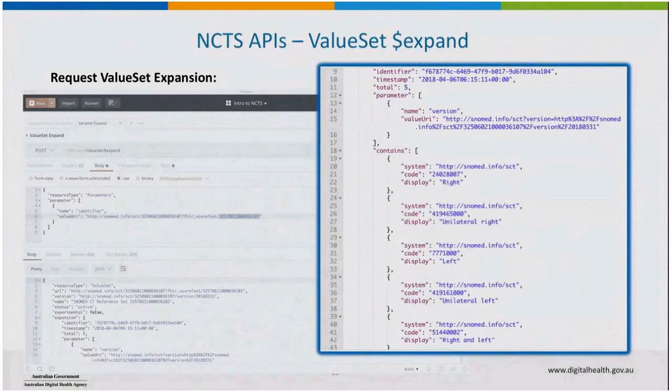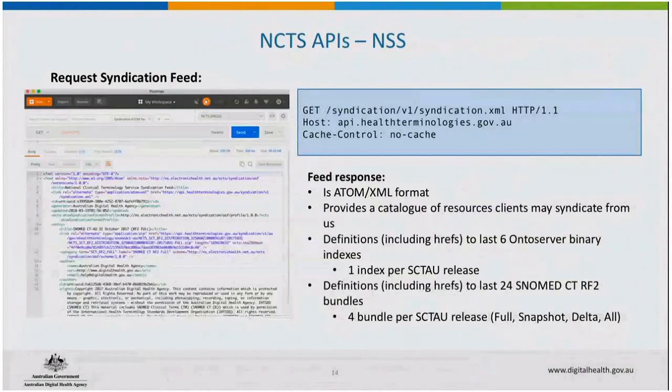So as a third and final example, we're requesting the syndication feed from the National Syndication Service. The syndication feed doesn't actually require any authentication, so for this one we won't include that authentication token. The feed itself is an XML-based format, so if you wanted to have a look at it, there are plenty of applications available to help with its rendering.